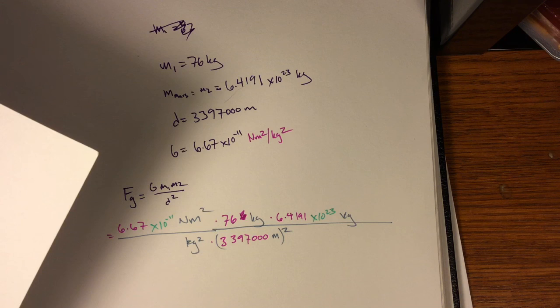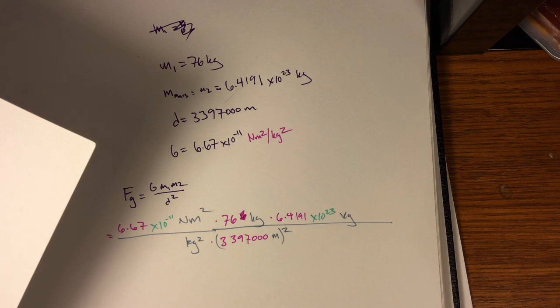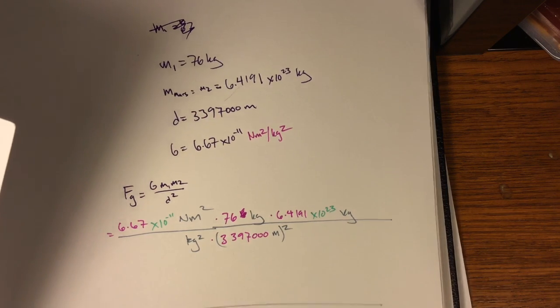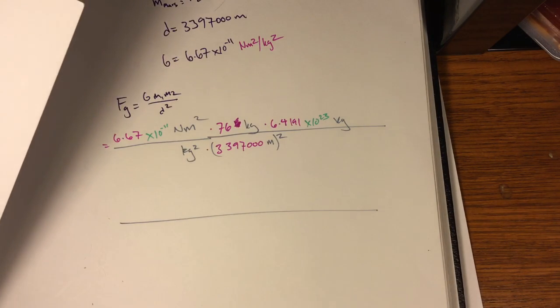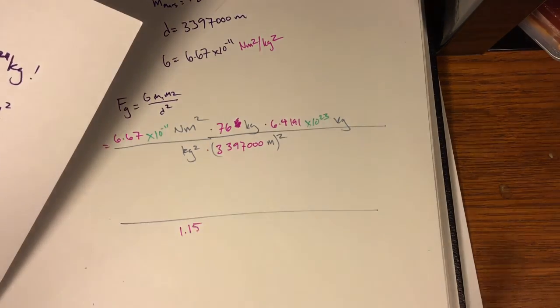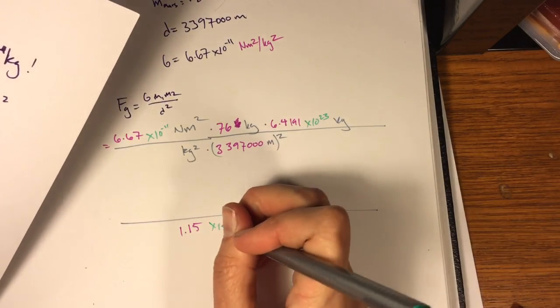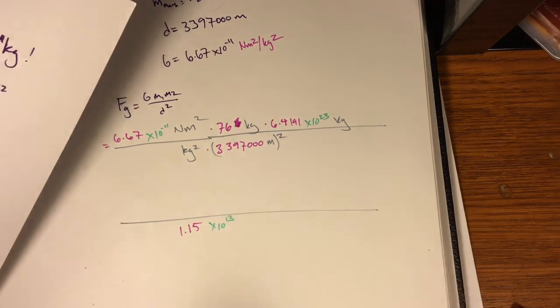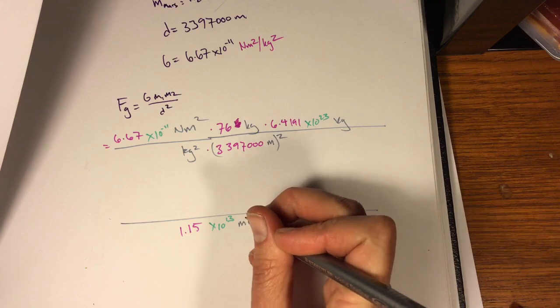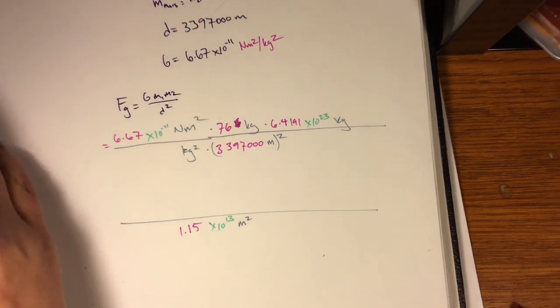So 3397000 times 3397000. Now I find out that on the bottom here, I have the number 1.15 times 10 to the 13th, because it says E13, and that is meters squared. Awesome. Cool, so what did I have on top?